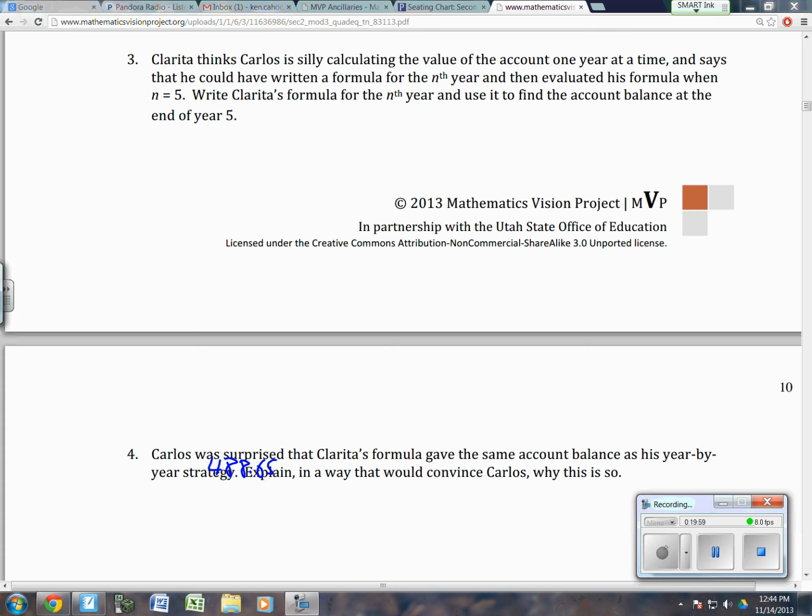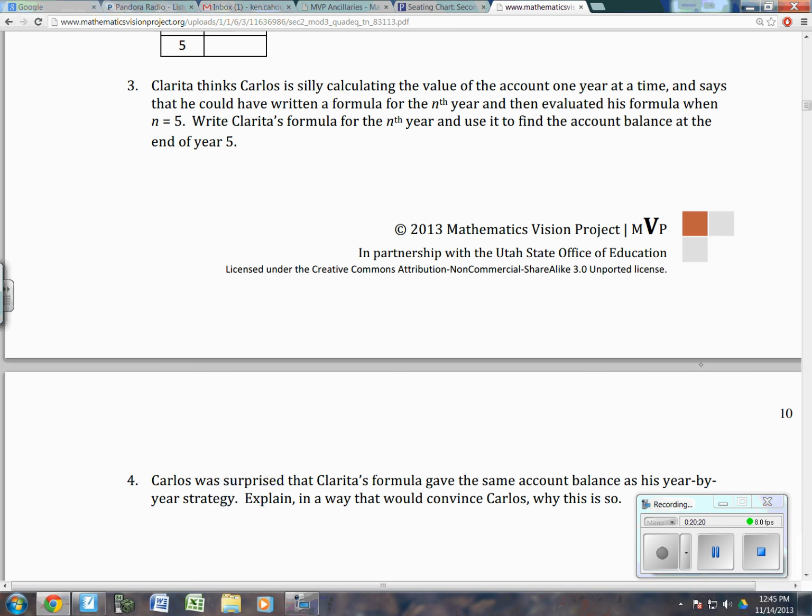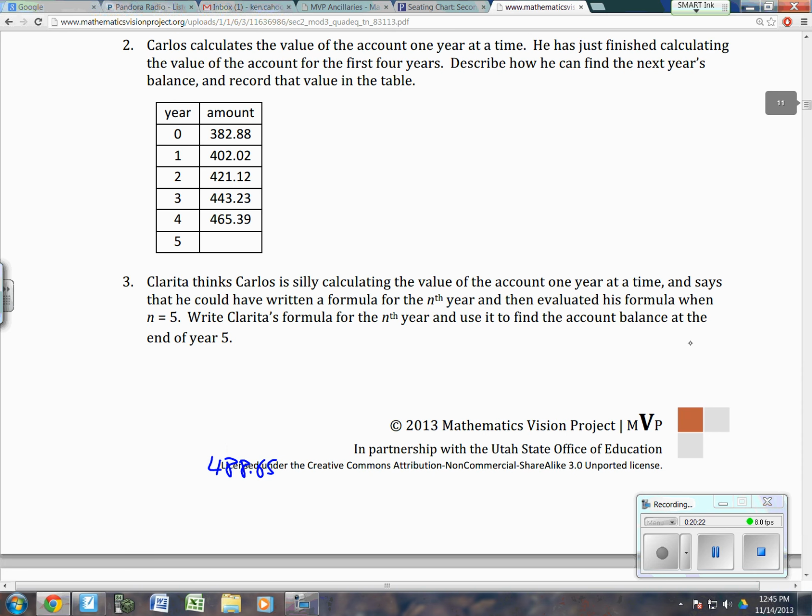Now, right here it says, Clarita thinks Carlos is silly calculating the value of the account 1 year at a time, and says that he could have written a formula for the nth year and then evaluated his formula when n equals 5. Write Clarita's formula for the nth year and use it to find the account balance at the end of the year. In other words, do you guys see what I'm saying? She thinks that he was kind of foolish for doing 1 year at a time when he could have written a formula and figured it out from the start. What do you guys think?